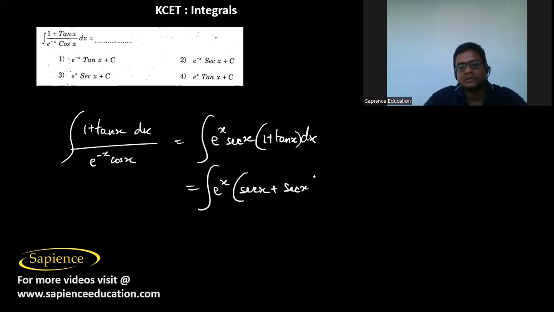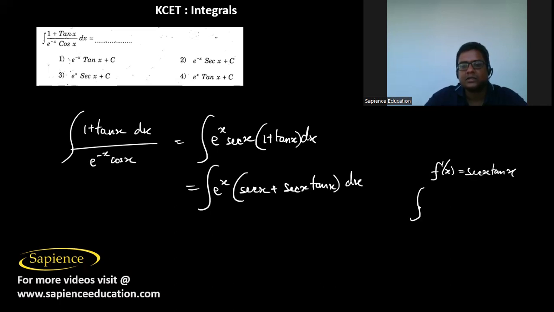Then here it is told, integral of (1 plus tan x) dx divided by e power minus x cos x. So this we can write as integral e power x into sec x into (1 plus tan x) dx. So this also can be written as integral e power x into (sec x plus sec x tan x) dx. So here also, if you take f of x as sec x, then f dash x is sec x into tan x.